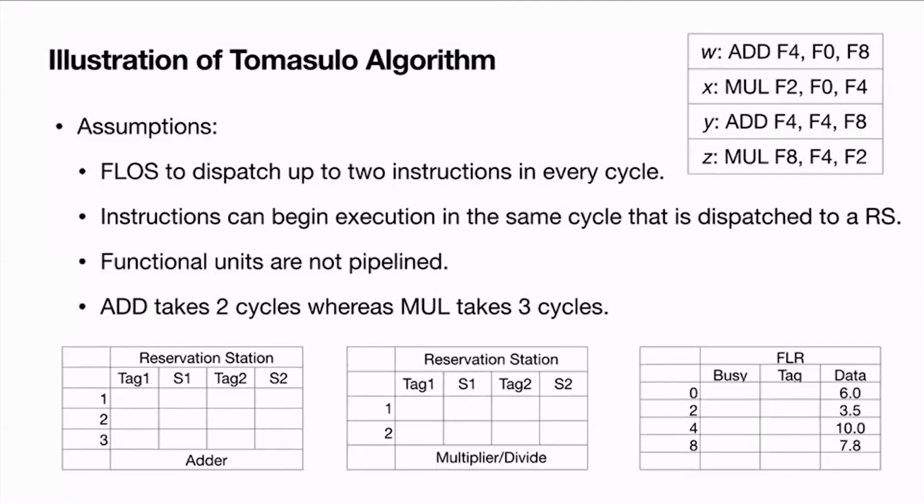Here we have a 3-entry reservation station for the adder and a 2-entry reservation station for the multiplier. We have 4 floating point registers in the floating point register file, and the values are: F0 contains 6, F2 contains 3.5, and so on. Each entry in the reservation station has 4 fields: tag 1 and source operand 1, and tag 2 and source operand 2. We also name each of these entries in the reservation station with numbers, so here 1, 2, 3. Actually, there is a typo: for the multiplier, it's 4 and 5, not 1 and 2.